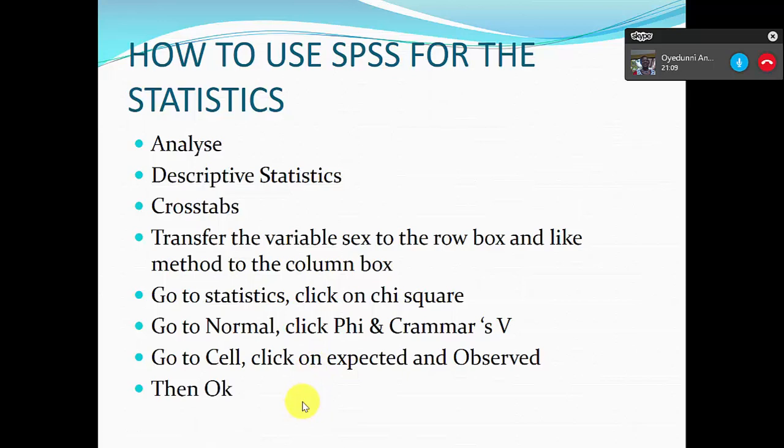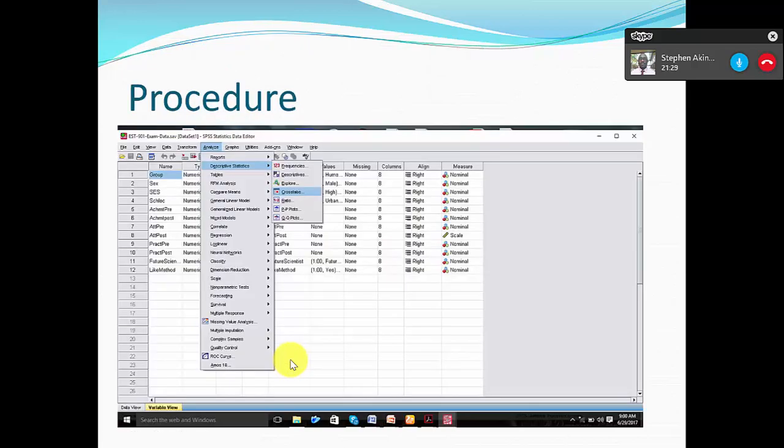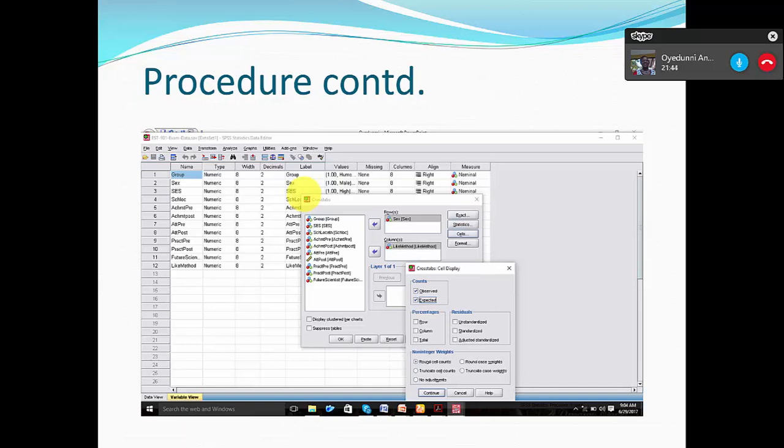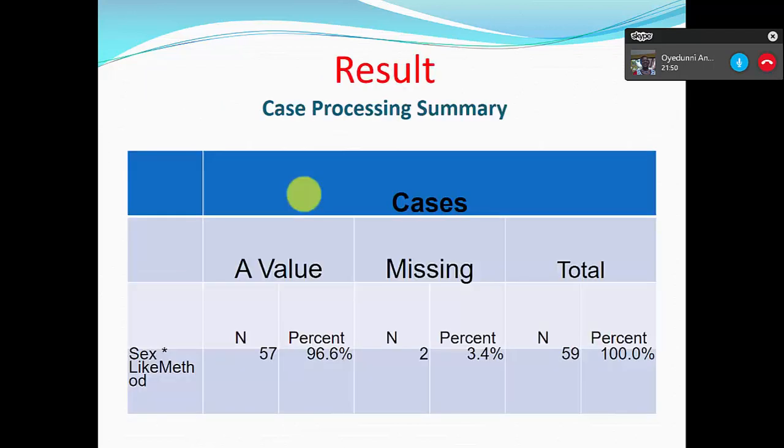These are the things that will happen from Analyze. After that, on slide 10, the procedure continues where you take the row where it should be and the column where they should be. Then the procedure continues on slide 11 until you get to the point of clicking OK.